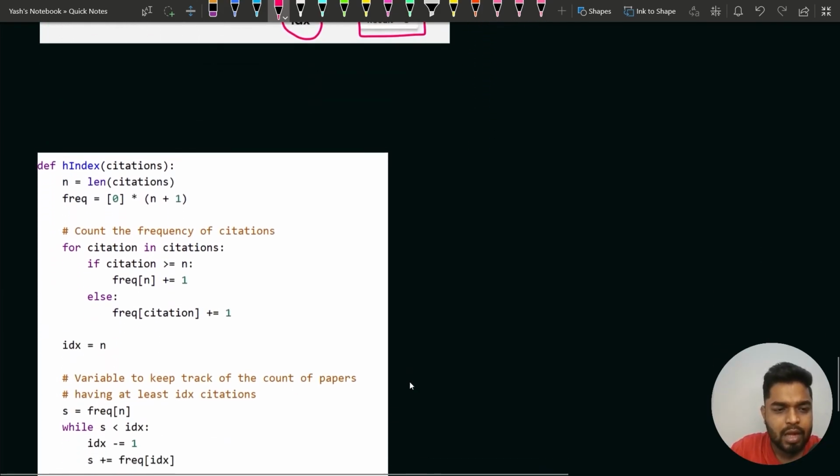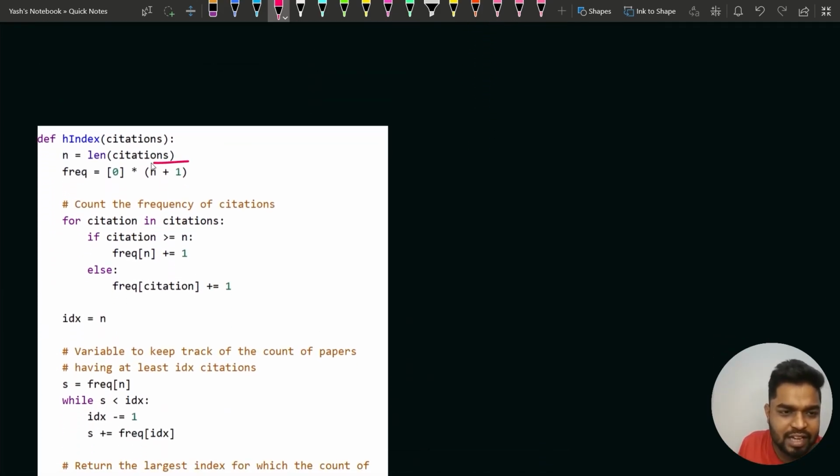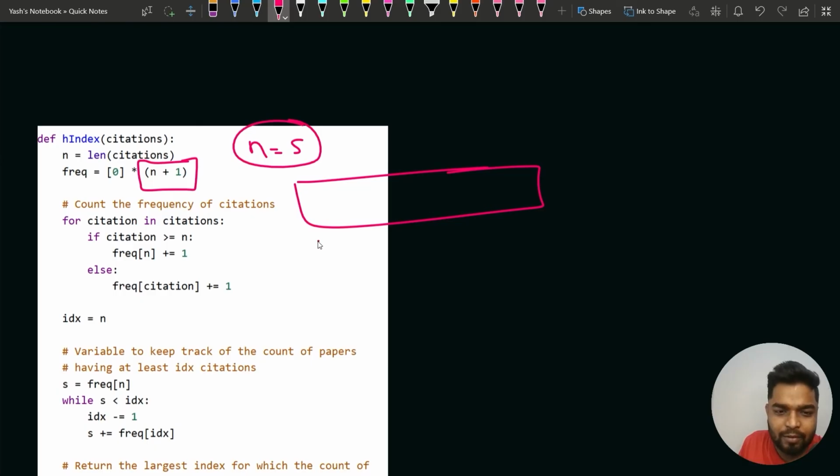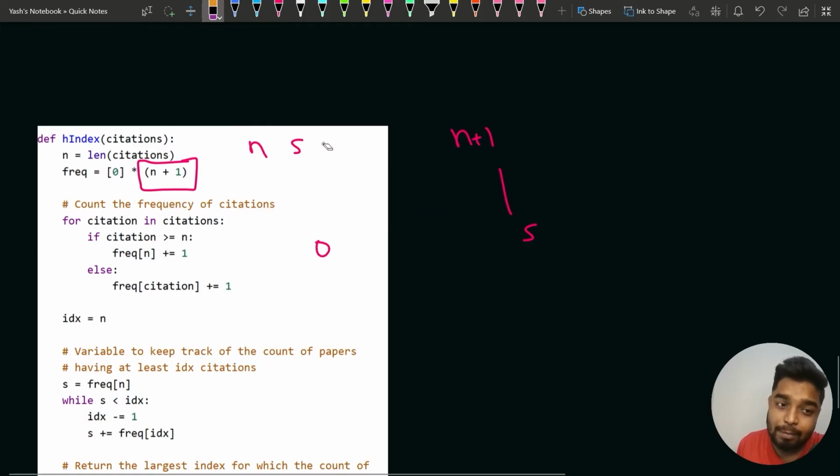So if you see here, as I said, you will declare the frequency array of n plus 1 size. Why? Because if the n value is, suppose, 5, then you need the frequency array from index 0 till 5, that is an n plus 1 size array. Why? Because in the best case, 5 books can be there which have been cited 5 or more times. So that is why you need the nth index as well. So you will declare the frequency array of n plus 1 size.